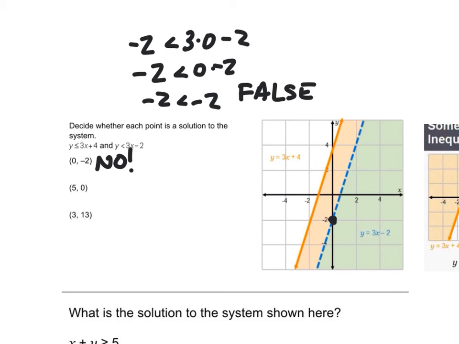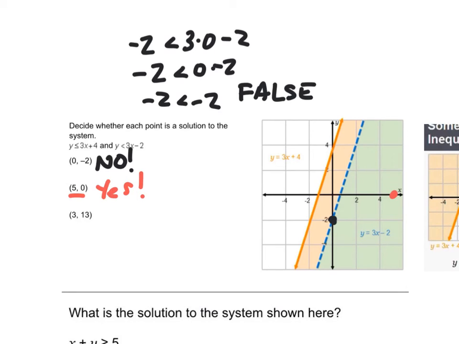All right, let's try the point 0, 50. Now 50 is right about here. That falls below each of these lines, so we're good. We don't really have to do anything else. So this one is true. Yes.